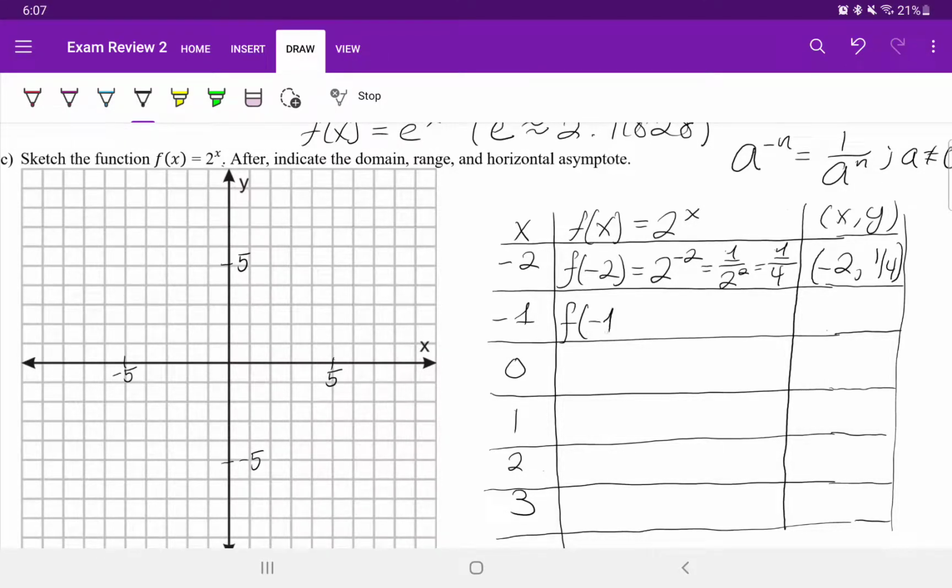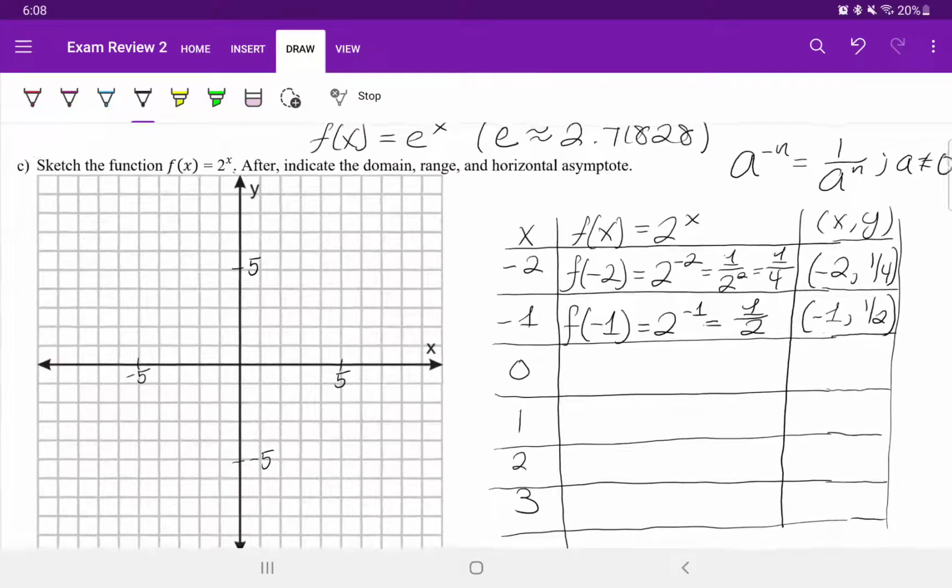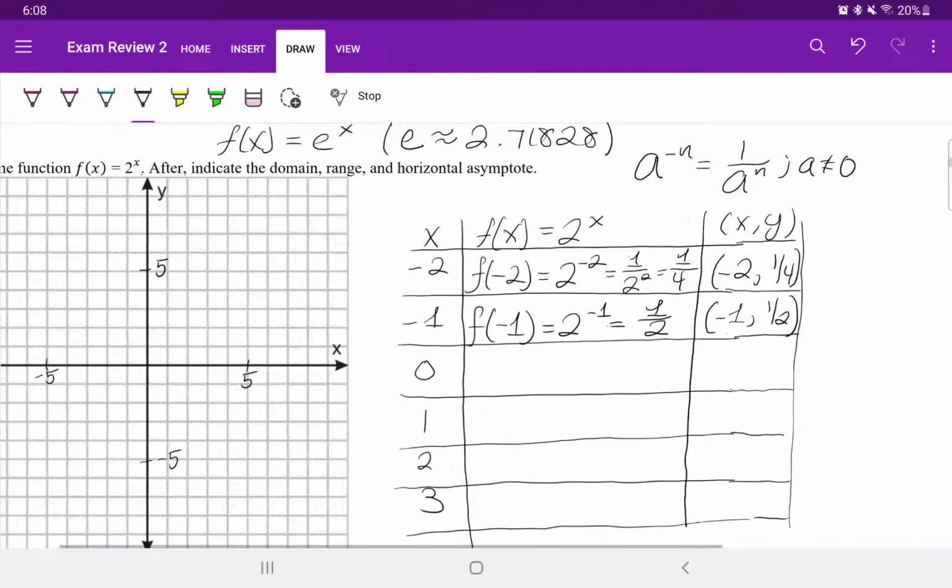f of -1. 2 to the negative first power. You make that positive by reciprocating it. That is just going to be 1 over 2 to the first, which is 1/2. So -1, 1/2. And also, I want you guys to remember that 1/4 is equal to 0.25 as a decimal, and 1/2 equals 0.5 as a decimal.